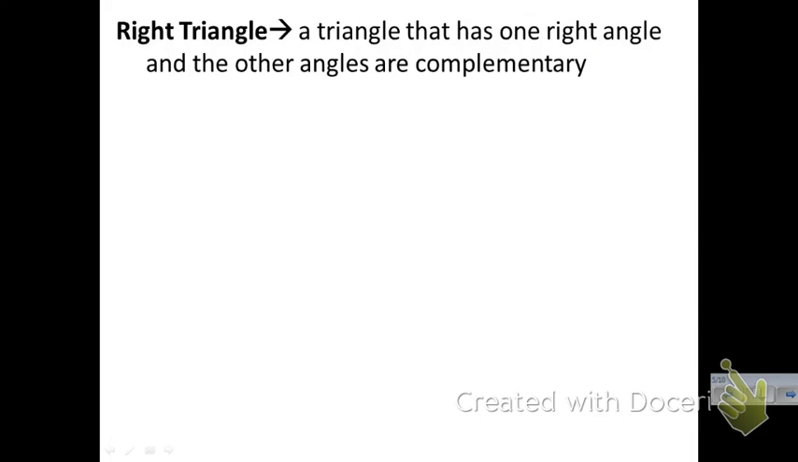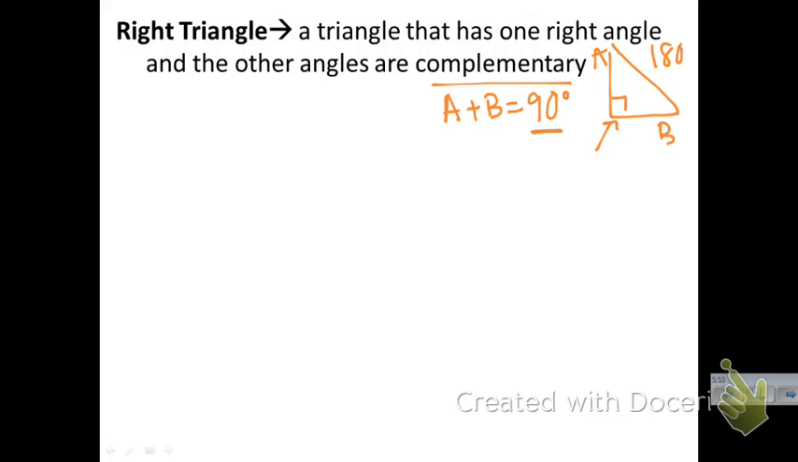Okay, a right triangle is a triangle that has one right angle. So we've got a right angle, and the other two angles, call them A and B, are complementary. Complementary means that they add to be 90. And we talked about if one of them is 90 and the other two add to be 90, then the whole triangle is 180 degrees.